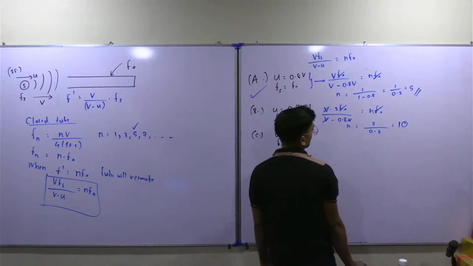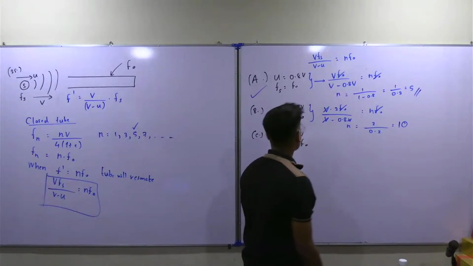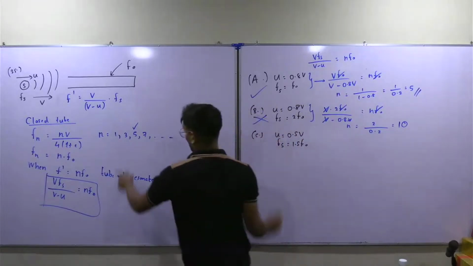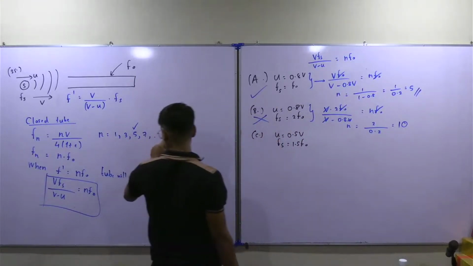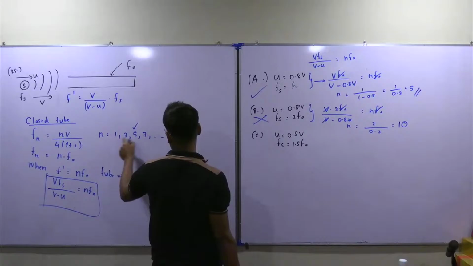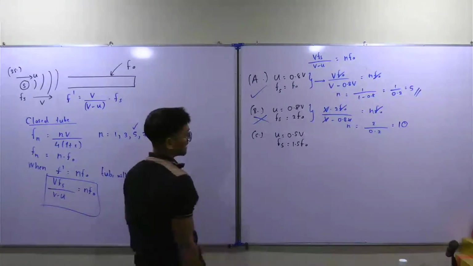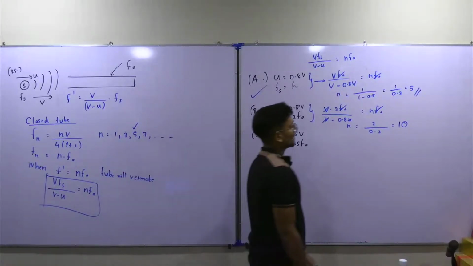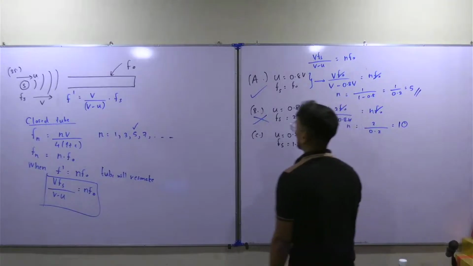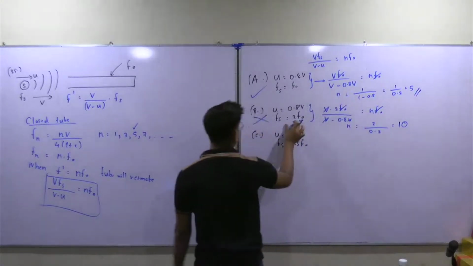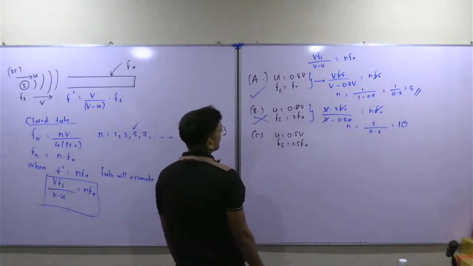So 10 is not a possible answer, right? Here n cannot be 10. We have 1, 3, 5, 7, 9, 11 and so on. So n cannot be 10, so this is not a possible answer. B cannot be. Under these conditions, the tube cannot resonate.